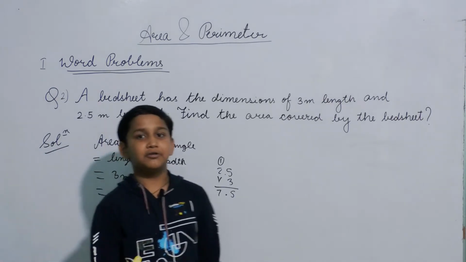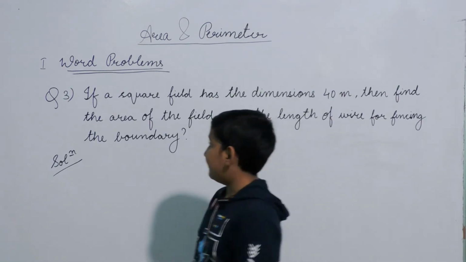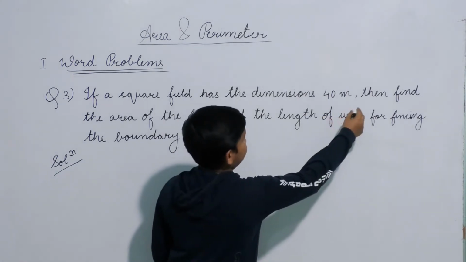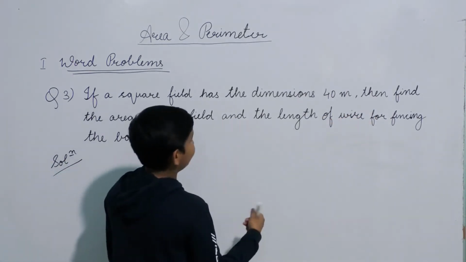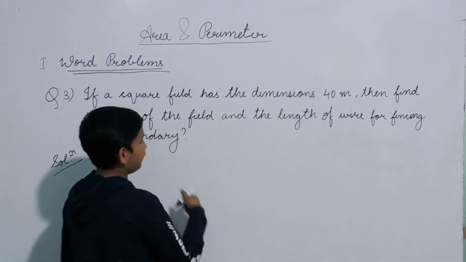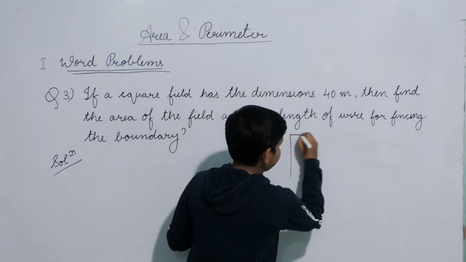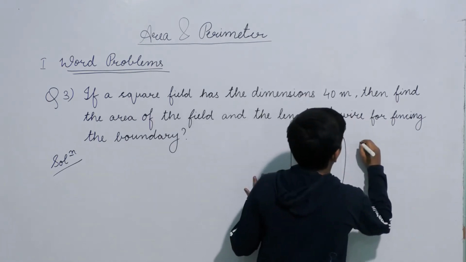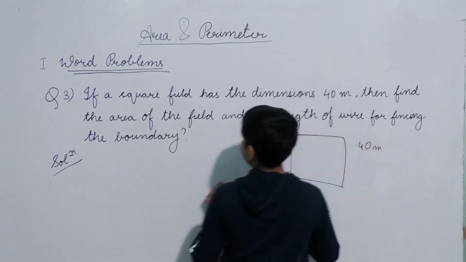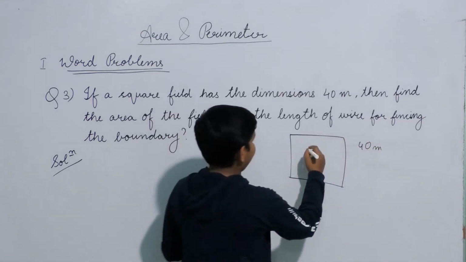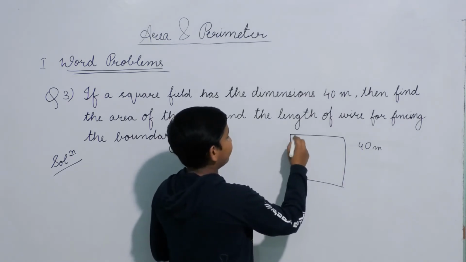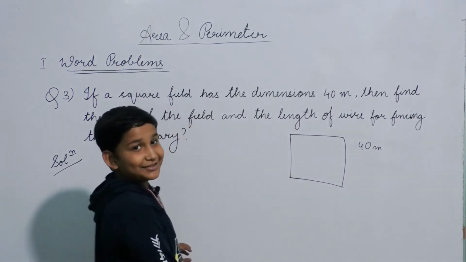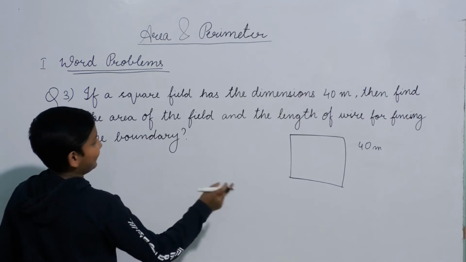So now let's move on to our next question. If a square field has the dimensions 40 meter, then find the area of the field and the length of the wire for fencing the boundary. What this means is that there is a square field whose dimensions or sides are 40 meters, and we need to find the area of this square field and the wire which we use for fencing the boundaries.